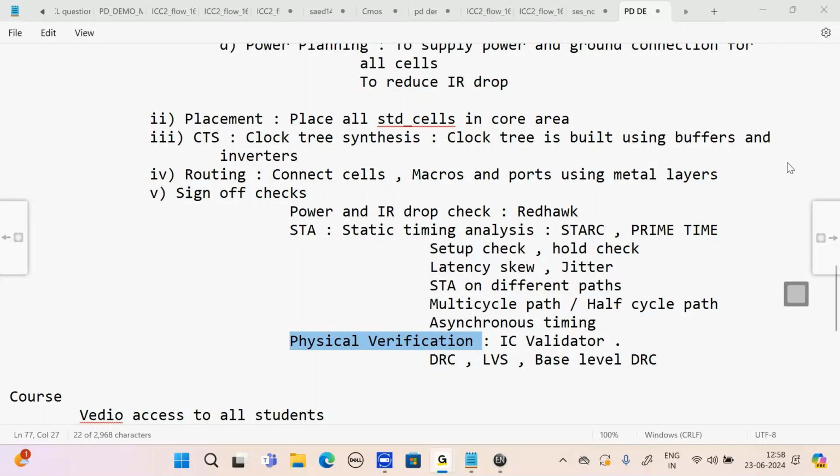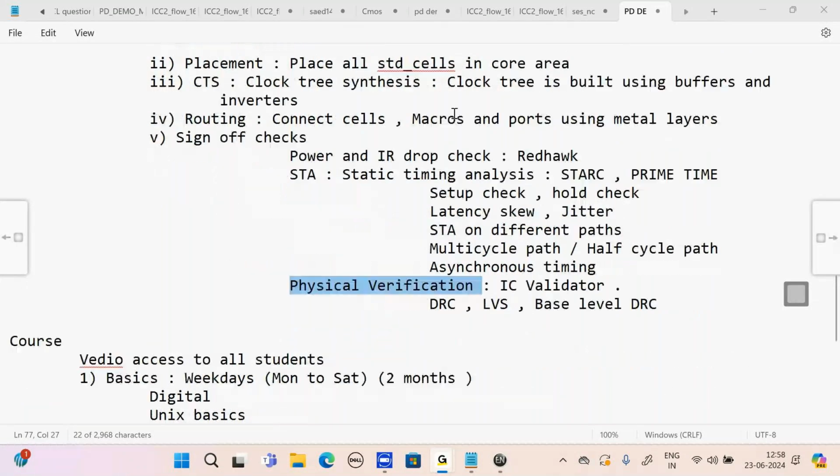Does the mock interview start within the first month or after completion? Mock interviews happen stage by stage. First we do digital. For digital we cannot conduct a mock interview, we will conduct a test. We will do CMOS and conduct a test. We will do TCL and conduct a test. We do Unix and conduct a test. After completing the entire basics, we conduct a mock interview. So we cannot conduct mock interviews every day or every month. It is stage by stage. During the advanced part, we will conduct mock interviews at least twice. Each candidate will have one conducted for sure after completing the course.